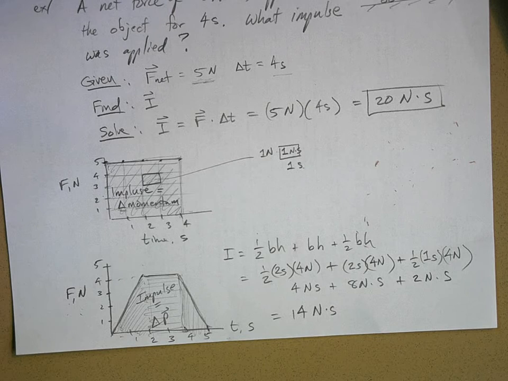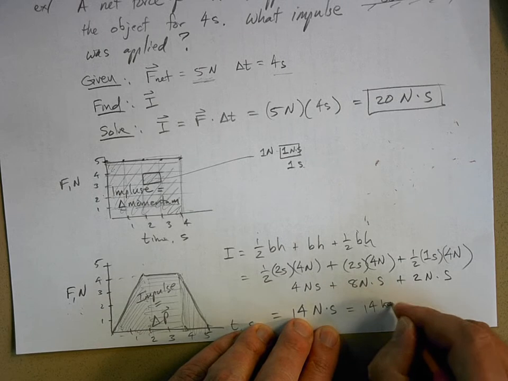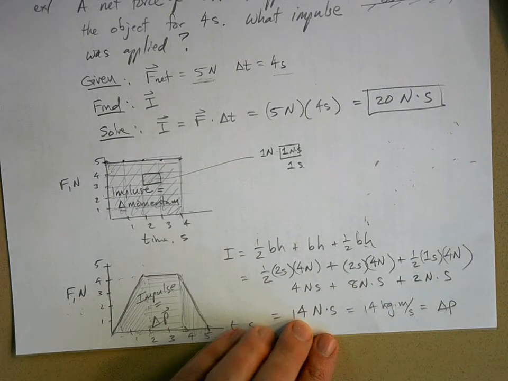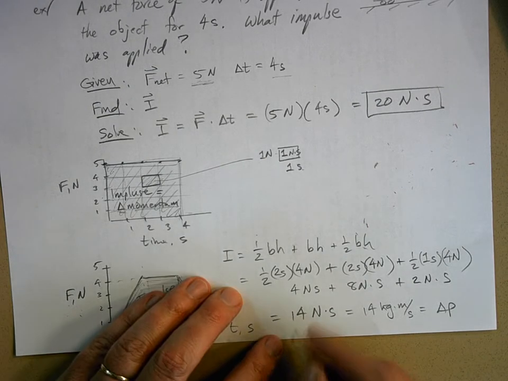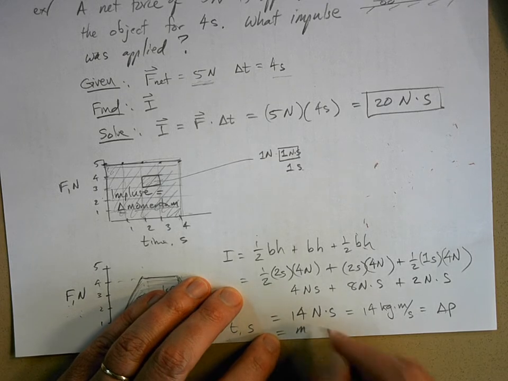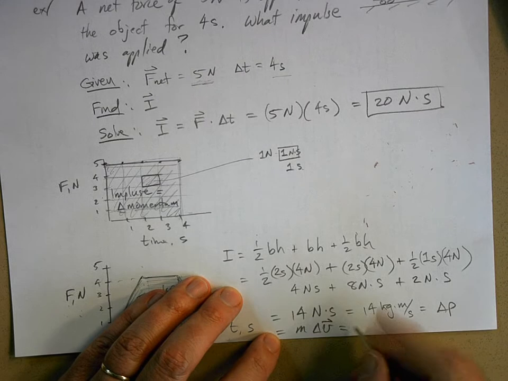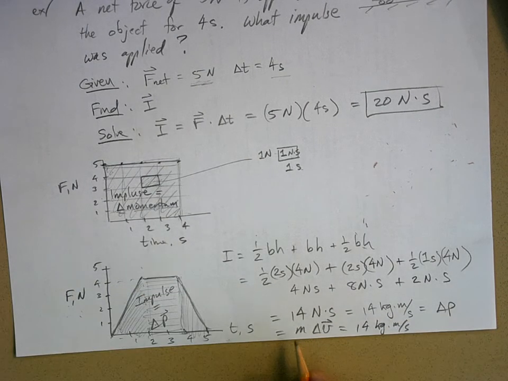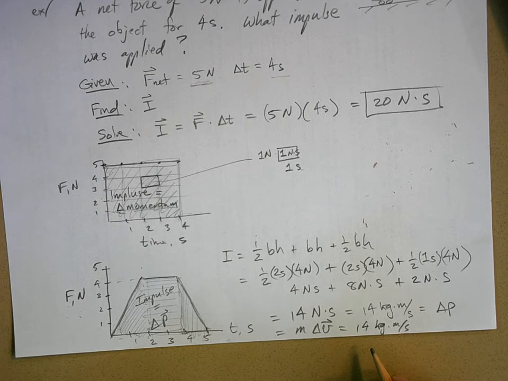Now, if I told you what the mass of the object was, let's say it was 1/2 kilogram, well, then you can figure out what the change in velocity was, right? Because this is equal to 14 kilogram meters per second, which is my change in momentum. So for the object that I applied this force to, its change in momentum, its mass times its change in velocity, is equal to 14 kilogram meters per second. If the mass was 1/2 kilogram, I divide both sides by 1/2 kilogram, and the change in velocity is 28 meters per second. If it started with an initial velocity of 0, it would be going 28 meters per second after these 5 seconds of applying a force like this.